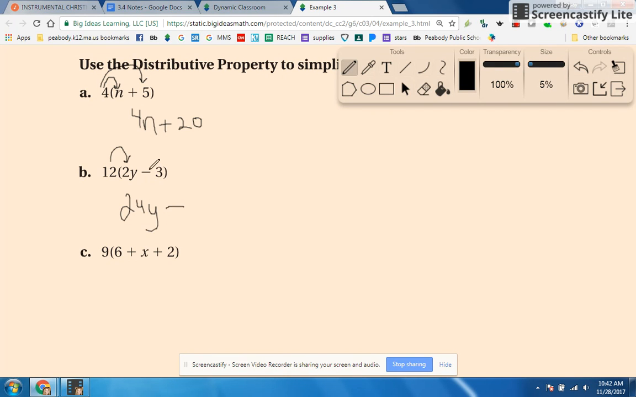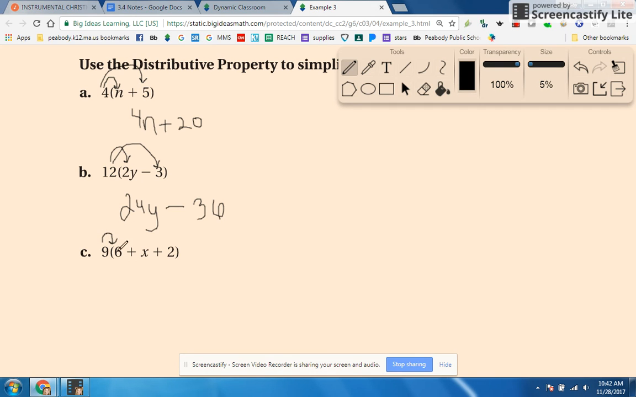So now I'm going to bring down my subtraction sign. 12 times 3 is 36. Okay, so I have 24y minus 36. That's my final answer. So you can multiply coefficients and constants. You cannot add or subtract them. So that's my final answer.